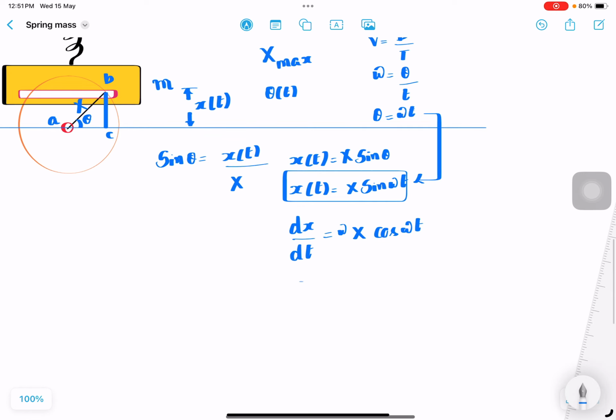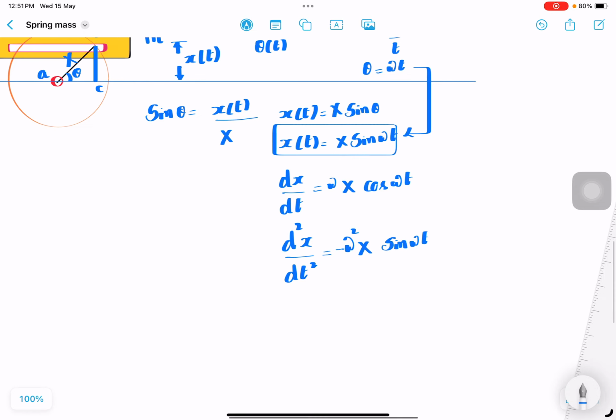And in the next step, I can differentiate this one more time to get the expression for acceleration. So acceleration is d squared x by dt squared. That is equal to capital X into differentiation of cos, which is minus sine omega t. And if you differentiate omega t, again you get omega. So outside already you have omega. So omega into omega is omega squared.